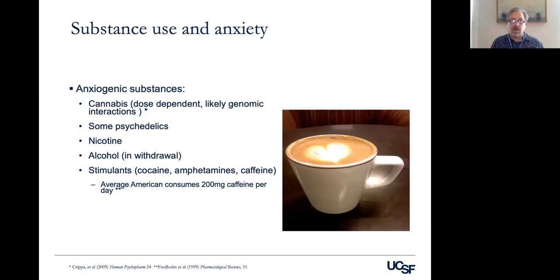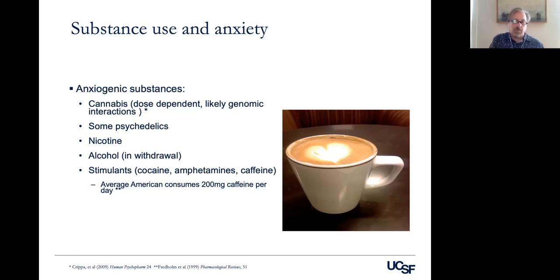Substances can certainly cause anxiety. Good old caffeine is probably one of the biggest culprits. Some people will get very anxious on cannabis, and that's probably dose dependent. There may be certain genes that code for that. Some people will get anxious, especially as they're coming on to a psychedelic experience, or they can become anxious in the middle of it because of some of the possible distortions or distress that they might find themselves in.